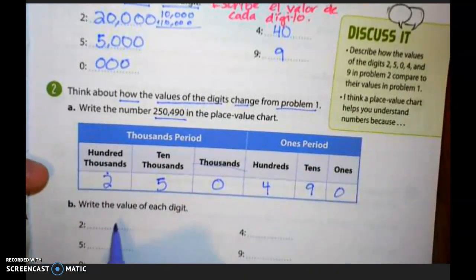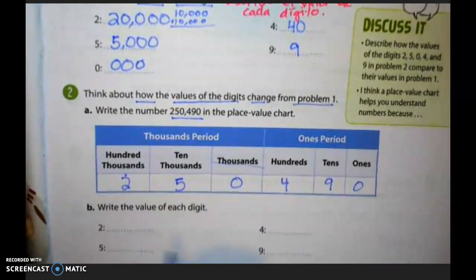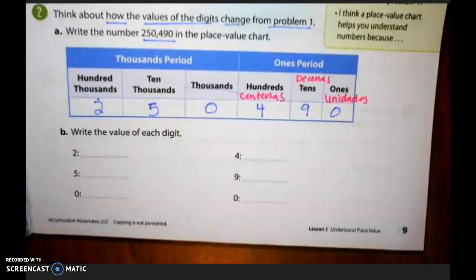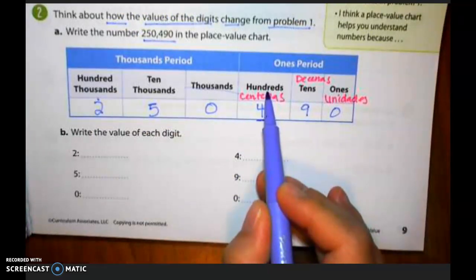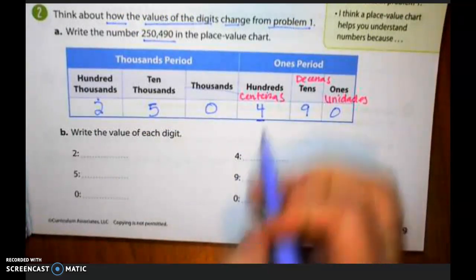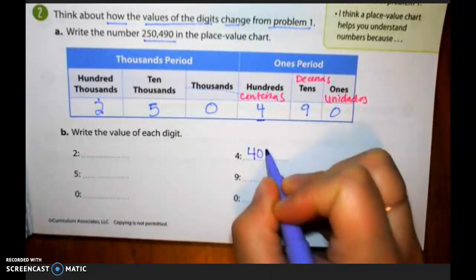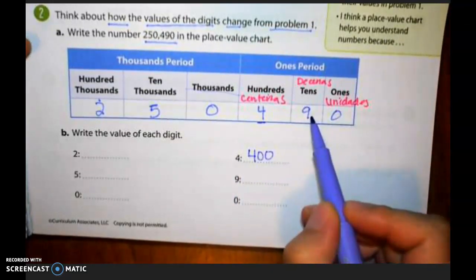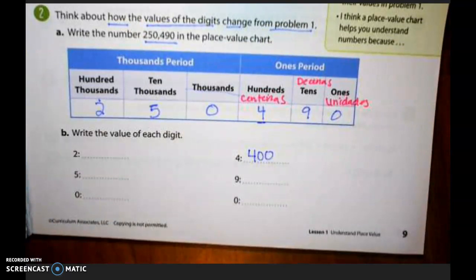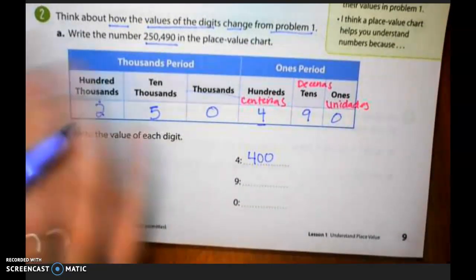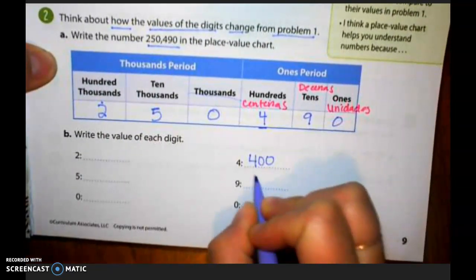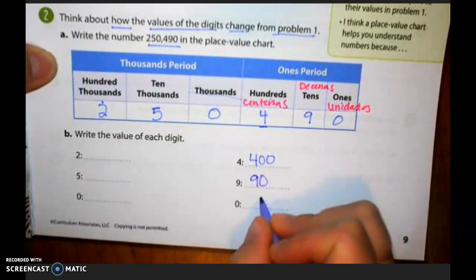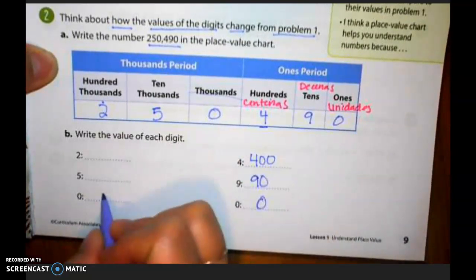Okay. So, quiero que me pongan the value of each digit. So, díganme, ¿cuál es el valor del 4? Pónganlo en el chat, por favor. Okay. So, the 4 is 400s. 4 centenas. So, the 4 is 400. Okay. ¿Qué tal el 9? ¿Cuál es el valor del 9? Pónganmelo en el chat. So, the 9 is 90. So, 9 decenas, ¿verdad? 90. The 0 is 0. Thousands, the 0 is 0.